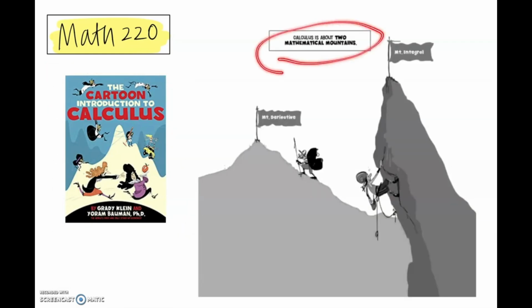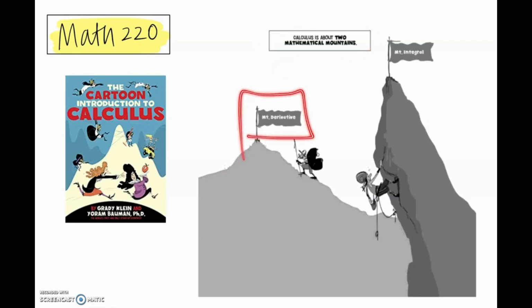So I was looking through my book the other day, The Cartoon Introduction to Calculus, and I was reminded of what the introduction of this book says. Calculus is about two mathematical mountains, Mount Derivative and Mount Integral. And Mount Derivative is actually Math 220 and Mount Integral is Math 230.